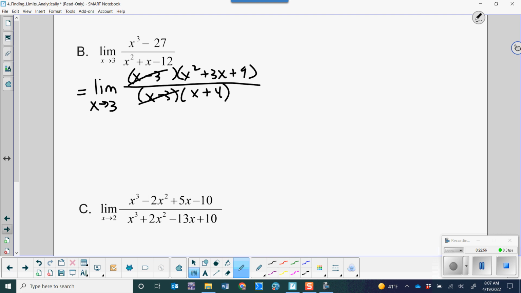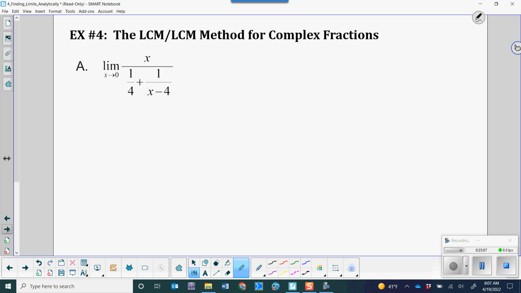Those would cancel. Now I plug in 3, do your arithmetic, you get 27 over 7. Okay, and then I don't know why we have a C, so we're going to skip that one. All right, so now let's talk about simplifying complex fractions. So if I plug 0 in here, I'm going to get obviously 0 on the top, and then the bottom is going to be 1/4 plus or minus 1/4, so I'm going to get 0 over 0, and I need to simplify it.